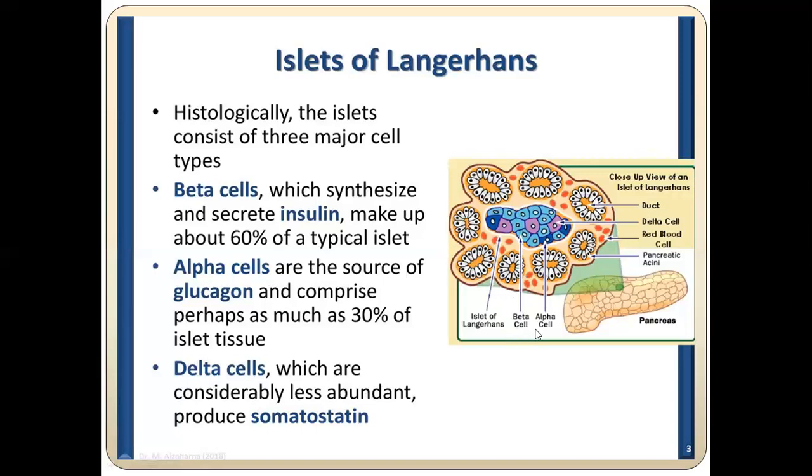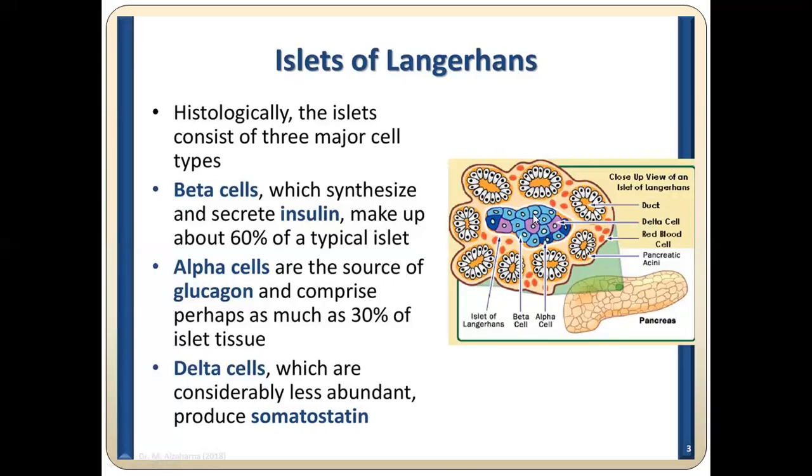Now, what about the alpha cell? Alpha cells are the source of the glucagon secreted by the alpha cells of the islets of Langerhans of the pancreas, because this is a part of the pancreas. How many percent? 30%. Now, what about the delta cell? This one is the delta cell.